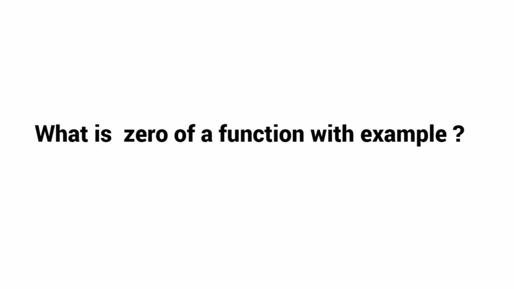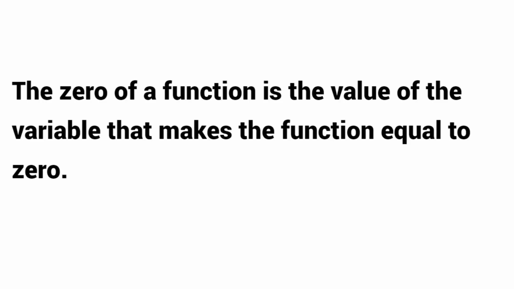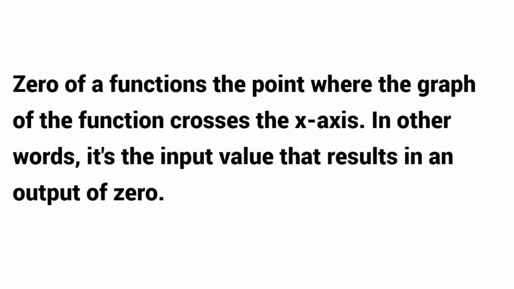What is zero of a function with example? The zero of a function is the value of the variable that makes the function equal to zero. The zero of a function is the point where the graph of the function crosses the x-axis. In other words, it's the input value that results in an output of zero.